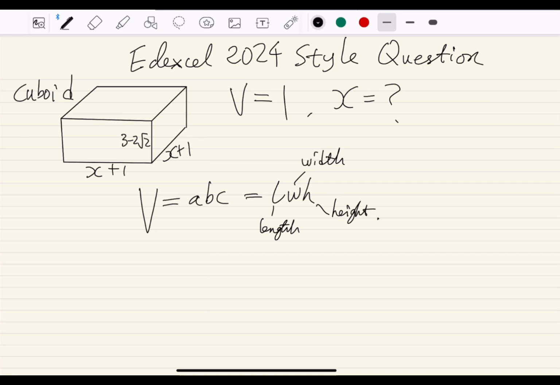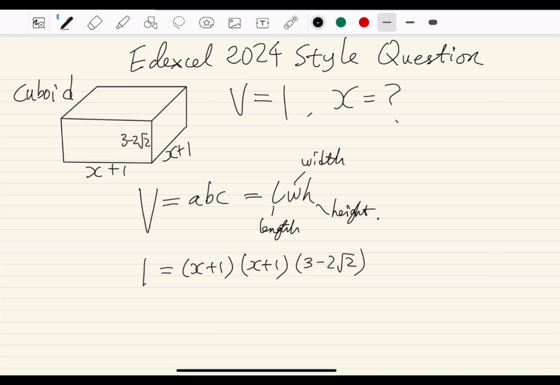Then what is the length? It's x plus 1. What is the width? That also is x plus 1. Then what is the height? That is 3 minus 2 root 2. So what does this mean? You have to expand the brackets on the left-hand side. That is a basic skill everyone should know since year 8, expanding double brackets.